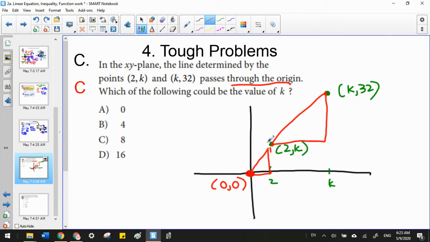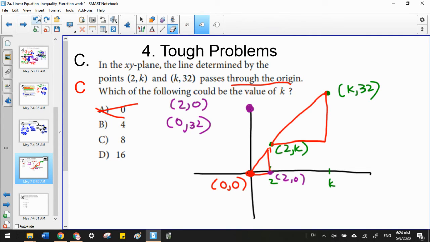First of all, let's knock out a dumb answer. 0 is out of the question because if I had (2, 0), that would be over here, which is not the main issue. The issue is I would have (0, 32). And (0, 32) would be on the y-axis, and it would be a y-intercept. And we already have a y-intercept at (0, 0), so plugging 0 in as an answer would not work. And we're going to keep working off our answer choices here, and I'll show you how to think about this so that everything's easier.